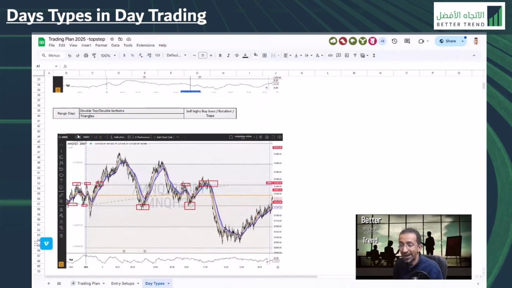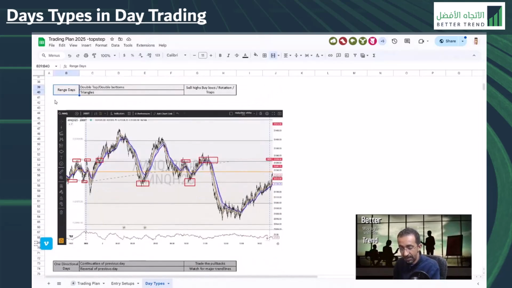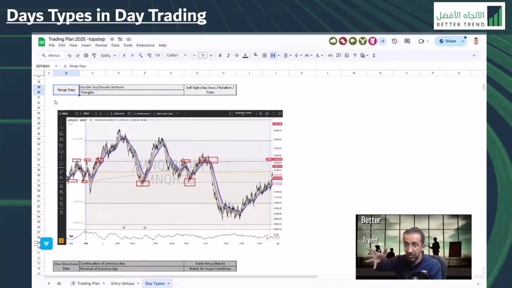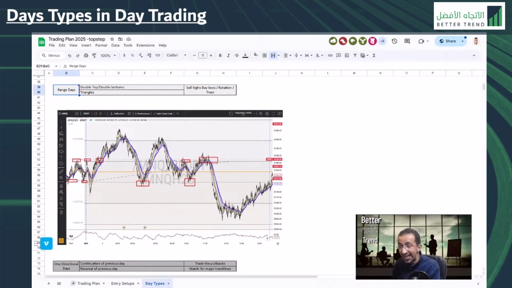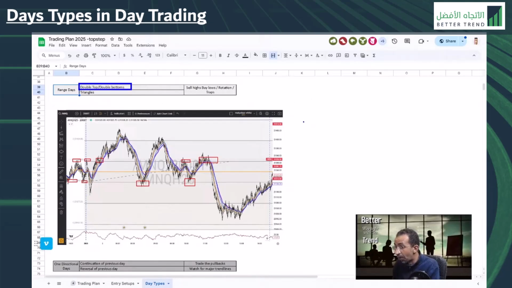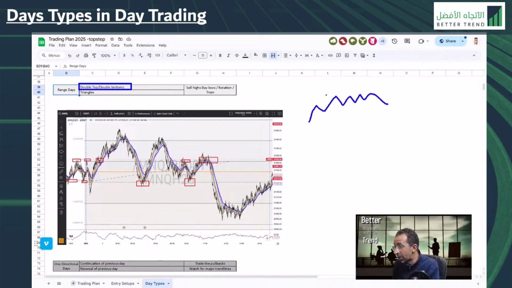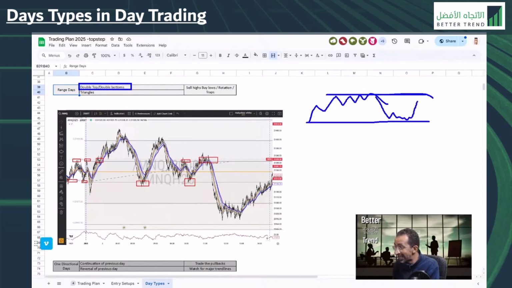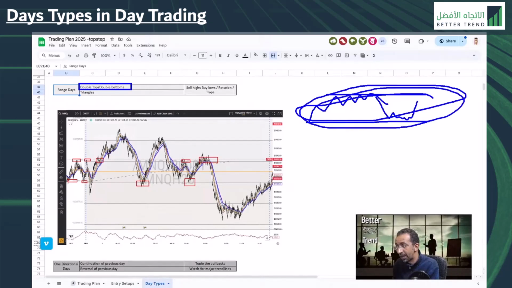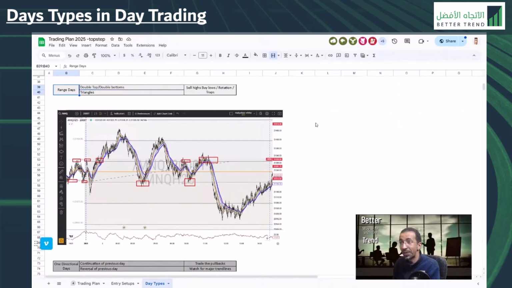Then let's go to the range days. A lot of people are confused between range days and choppy days. No, they are different. In a range day, you can see double tops and double bottoms, at least double, maybe triple, maybe 4, maybe 5, maybe 6. But there is a clear area of highs, equal highs, and a clear area of equal lows. That's a range. This is not chop. That is a range.